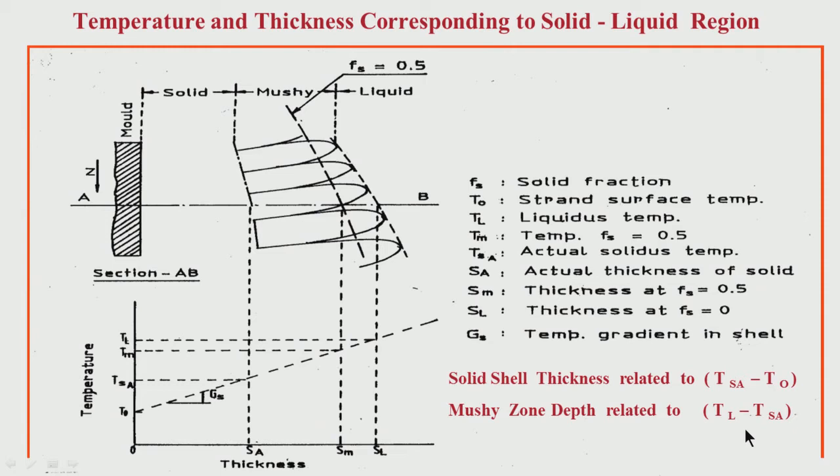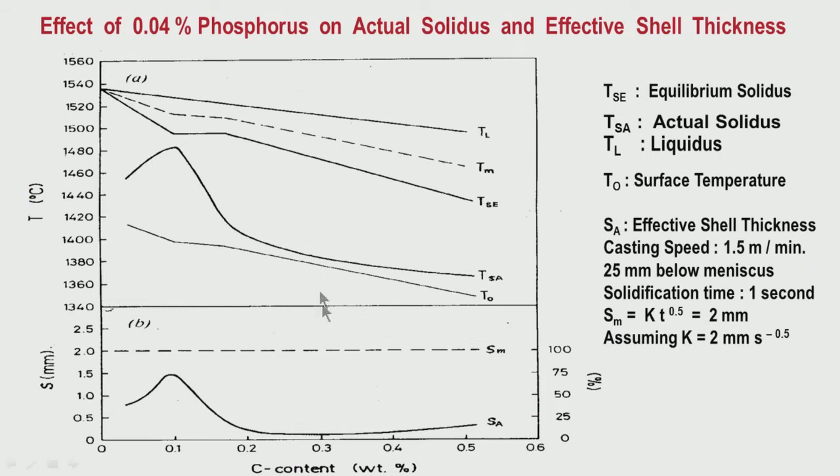So segregation, particularly of phosphorus: if you have a higher amount of phosphorus, there will be too much segregation. Because of that, the actual solidus will be depressed, will come down. So the difference between the liquidus and the actual solidus will increase, and because of this, the mushy zone depth will become quite wide, and the solid shell is becoming relatively thinner. This is what has been shown here, actual calculation. At 0.1% carbon, the solid shell is relatively more. Why? Because the temperature interval between the surface of the solid and the actual solidus is quite high, and the temperature interval of solidification, between the liquidus and the actual solidus, is relatively less.